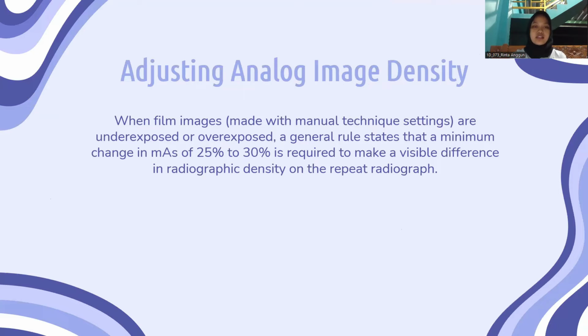The next slide, adjusting analog image density. When films made with manual techniques are underexposed or overexposed, a general rule states that a minimum change in mAs of 27% to 30% is required to make a visible difference in radiographic density on a repeat radiograph. Some incorrectly exposed images may require a greater change, frequently 70% to 100%, or sometimes even greater.